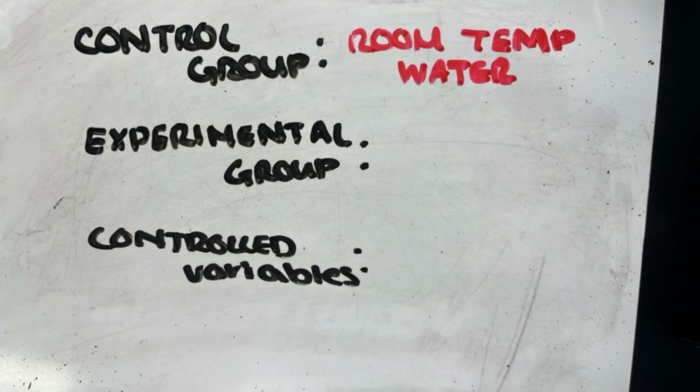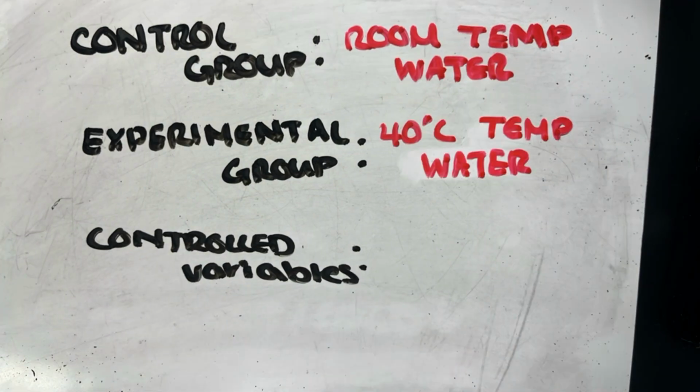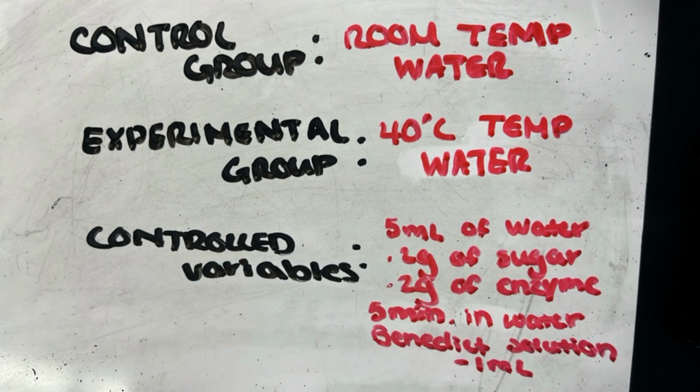Our control group was room temperature. Experimental group was 40 degrees Celsius temperature water. Control group was room temperature water. And our controlled variables were 5 milliliters of water, 0.2 grams of sugar, 0.2 grams of enzymes, 5 minutes in designated temperature, and Benedict's solution.